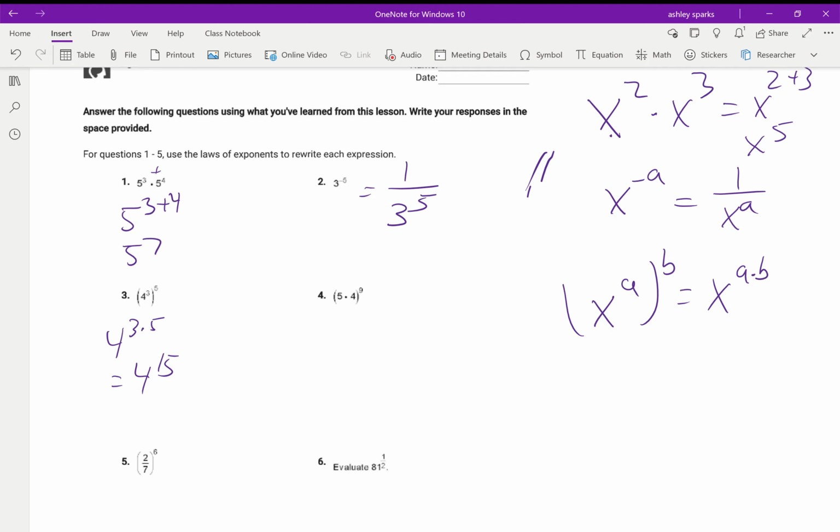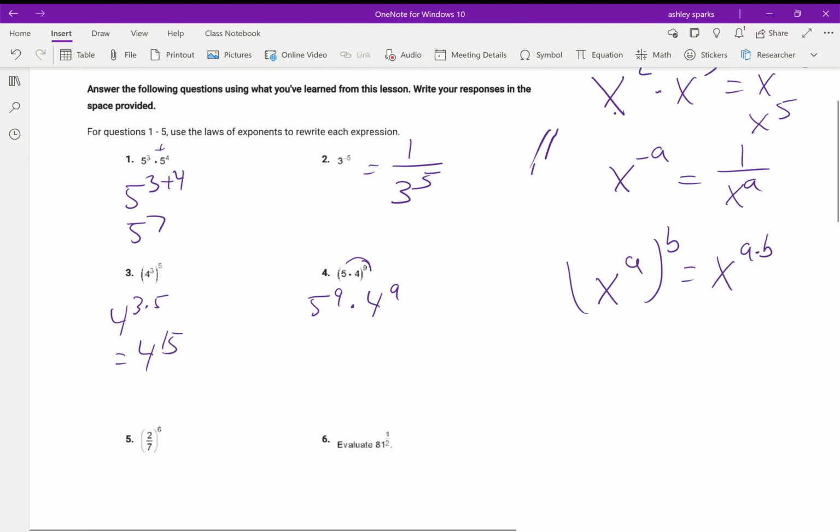When you have a situation like number 4 here, what you're doing is that 9 goes to both of them, basically. So this could be rewritten as distribution. That's what's happening. That's the word I'm looking for. So that would be 5 to the 9 times 4 to the 9. And we can leave it like that. If we wanted to, we could do that multiplication, but that's going to give us a very large number.